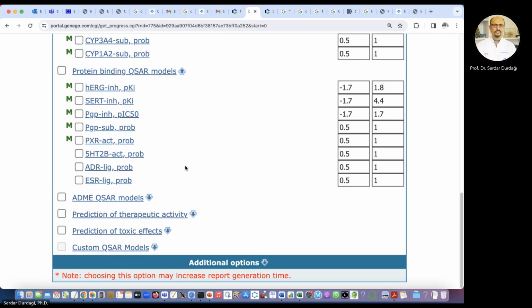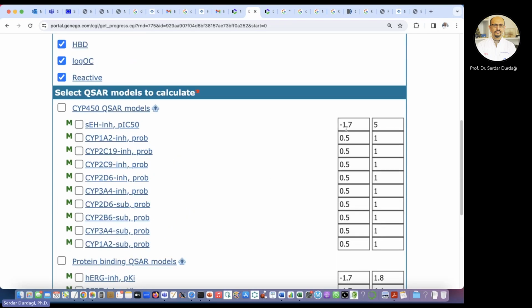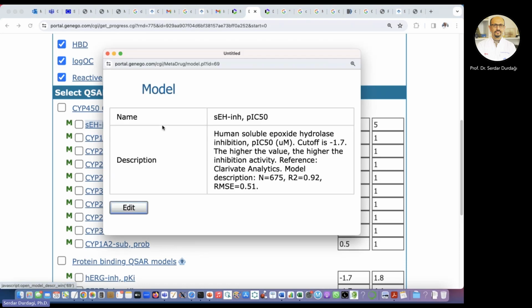Then, yes. Why is it minus and why is the number negative? Yes, this is for the specific aims. For each of the models, if you go here, it gives you the description of the model. So this is the human soluble epoxide hydrolase inhibition pIC50. The cutoff is minus 1.7. So this is the cutoff that it actually received.